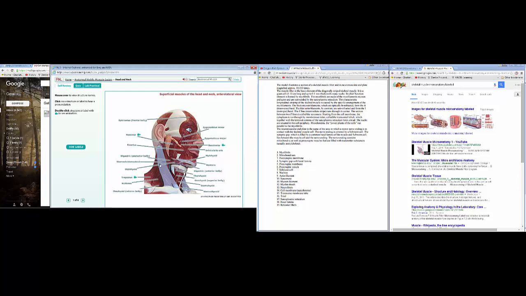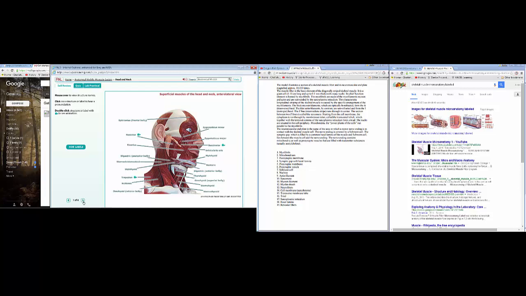Alright, cool. Are there any rhomboids here? There are no rhomboids. There's the trapezius. Your trapezius is here too. The action for your trapezius, make sure you remember this one: it extends and abducts your head, rotates and adducts the scapula, and it fixes the scapula. Alright? Cool.